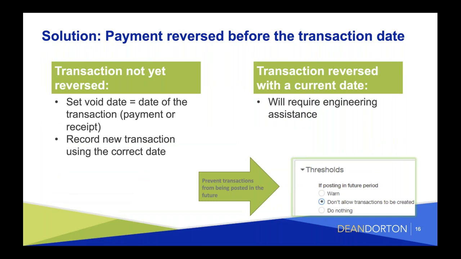If the transaction hasn't been reversed, here's some steps that you could do. Transaction reversed with a current date will require engineering assistance. So the thing here that I would take off of this, there are 2 things I would take. One, if you find something like this and you are not 100% sure, then let us know and we'll help you through the first occurrence of that. Hopefully you don't run into this, but if you do, let us know. We'll help make sure that you get this corrected the right way so that we don't have to go to engineering.